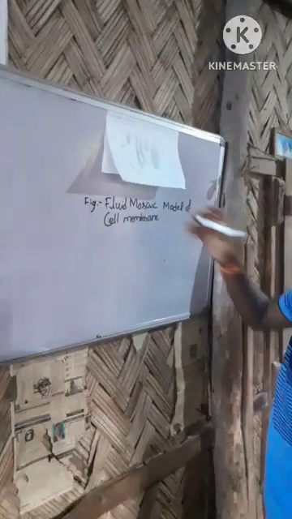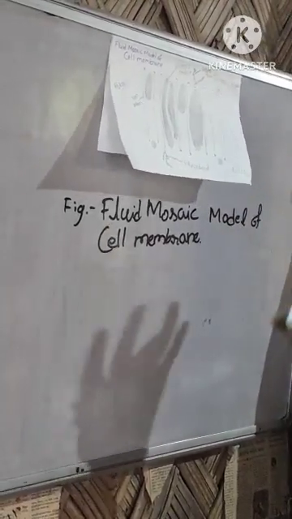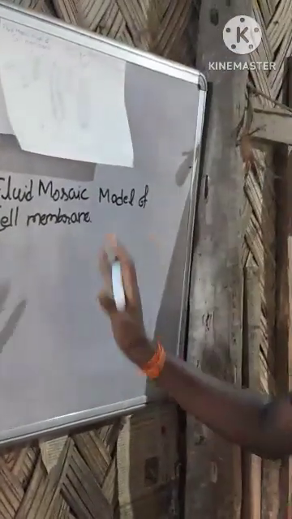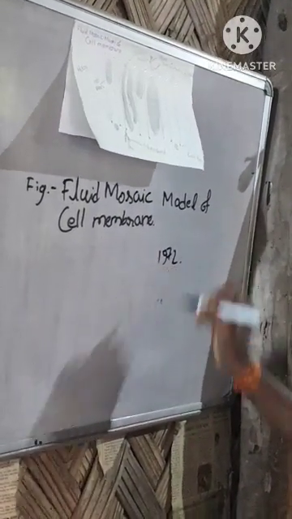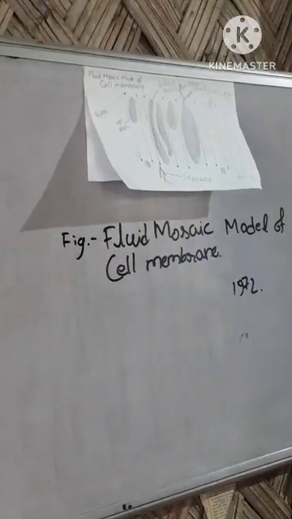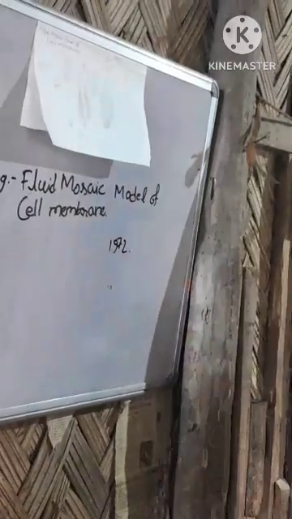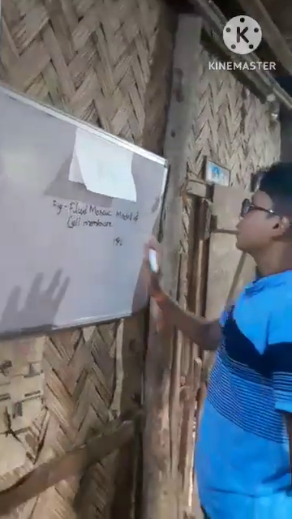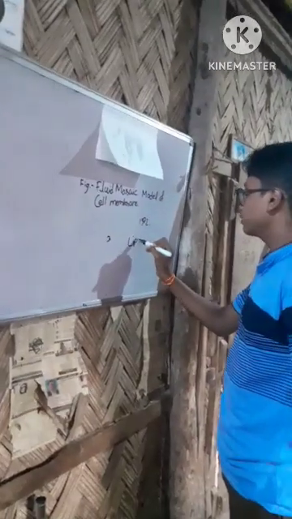Okay, so this is the fluid mosaic model of cell membrane. This is the most widely accepted model of cell membrane, which was discovered by Singer and Nicholson in 1972. The structure of cell membrane was studied greatly after the advent of electron microscopes in the 1950s. The cell membrane in the fluid mosaic model has three layers. First one is the lipid layer.